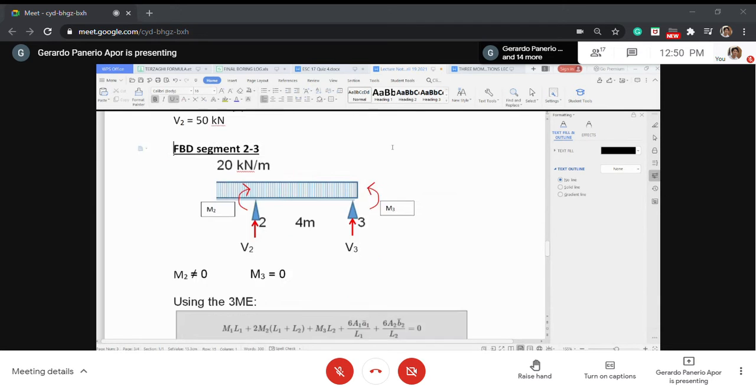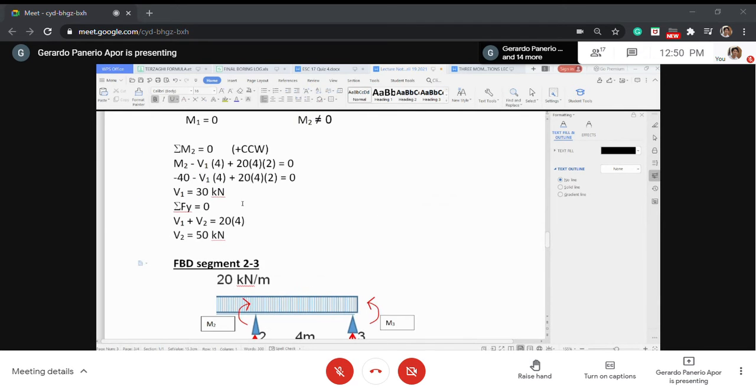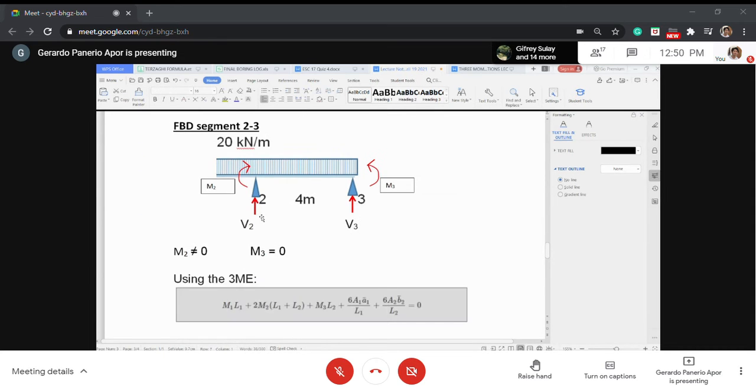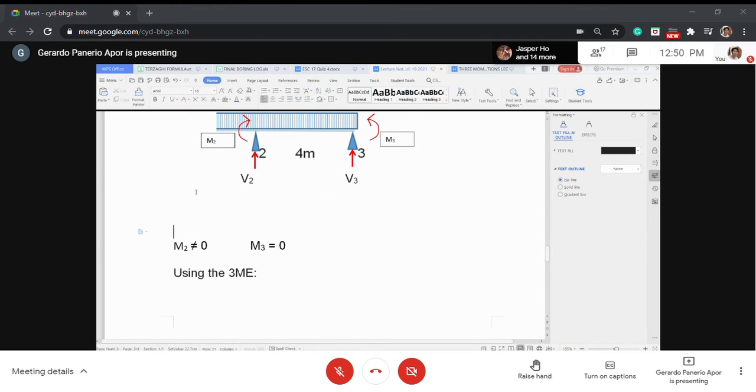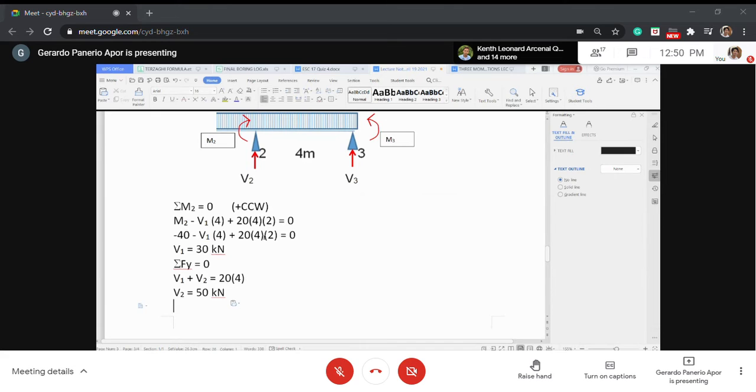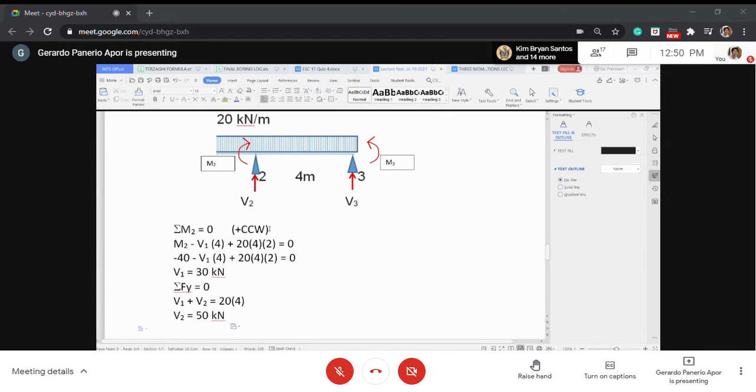That one. So we use the same trick, no? We use the same trick. This one. Copy. Summation of moment at 2, using that one, no? Summation moment at 2, counterclockwise, but knowing that one, no, B2, counterclockwise.